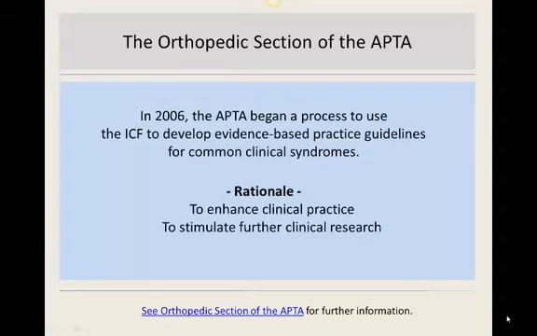The APTA and Orthopedic Section began a process to develop clinical practice guidelines based on the latest evidence for common clinical syndromes. The purpose of the clinical practice guidelines is to enhance clinical practice patterns by assimilating and appraising the latest clinical evidence for management of patients with low back pain. The purpose is also to stimulate further research in areas where there is little evidence to help guide clinical practice. Please visit the orthopedic section of the APTA for further information on the clinical practice guidelines.